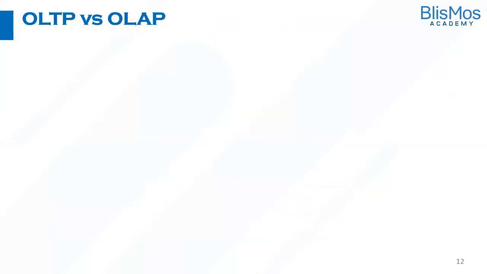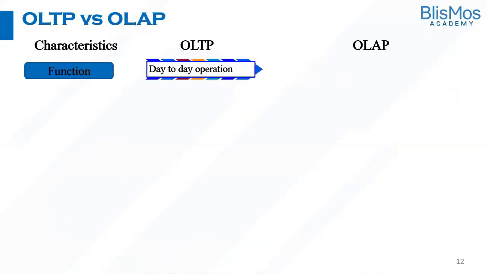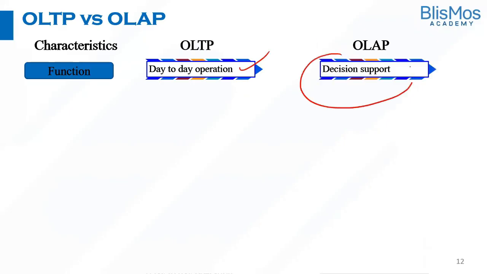But before that, how is OLTP different from OLAP? Though we know it at a high level, let us drill down deep into the differences. First and foremost, OLTP systems handle day-to-day operations. On the other hand, OLAP systems are used for decision support, more of the strategic direction of the company.